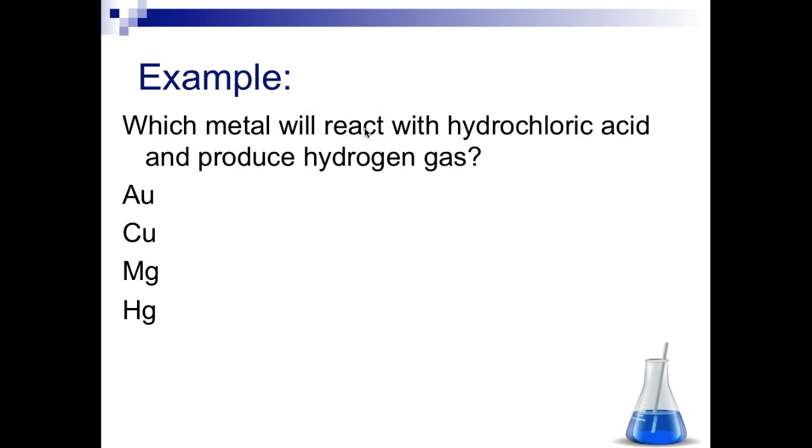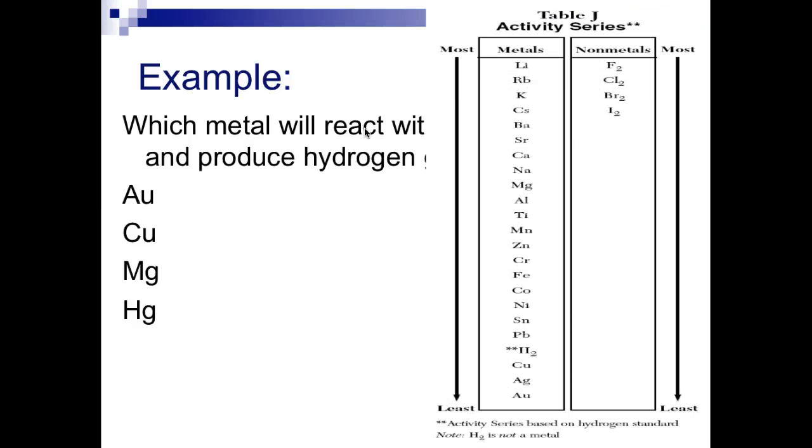All right, everybody, let's look at this example. Which metal will react with hydrochloric acid to produce hydrogen gas? So this is going to be a single replacement reaction, so we have to look at our table J. When we look at table J and pick out which one of these metals will react, magnesium is the only one that is above H2, which is what we use when we talk about hydrogen. So magnesium would be our answer here, because copper and gold are below H2, so they're not going to react. Remember, if it is going to react, it's going to switch with something that's beneath it. And then mercury, Hg, is not even on the chart.